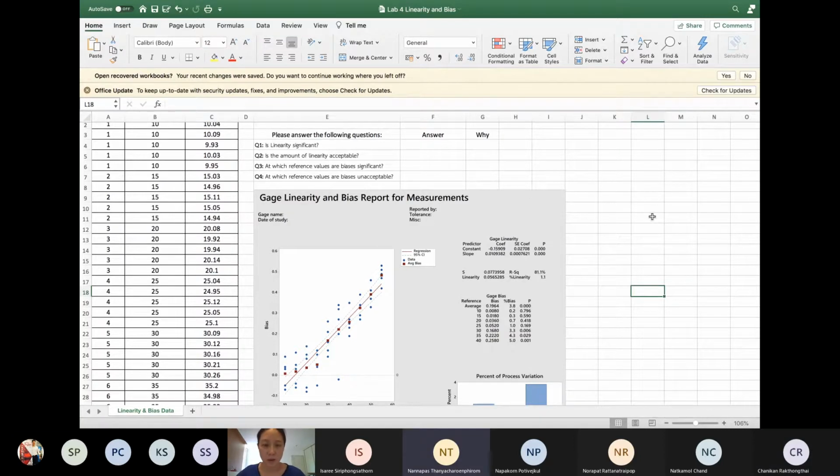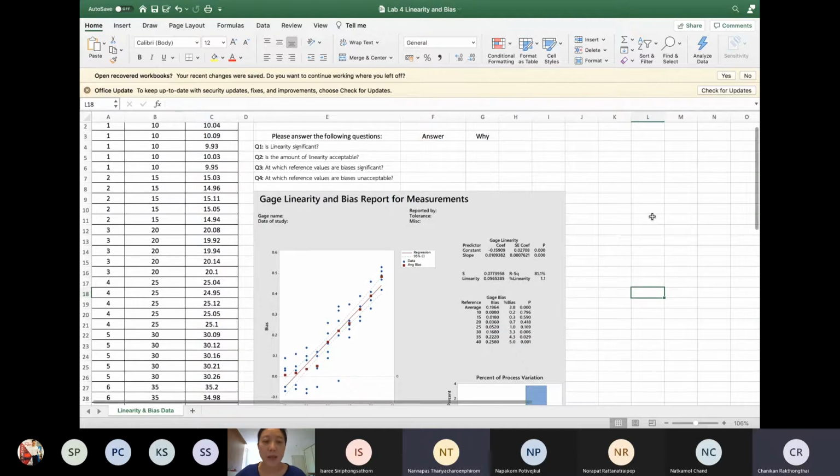Is it the percent linearity, teacher? Is linearity statistically significant? Okay, so since the percent linearity is equal to 1.1, it's significant because it's less than 5%.